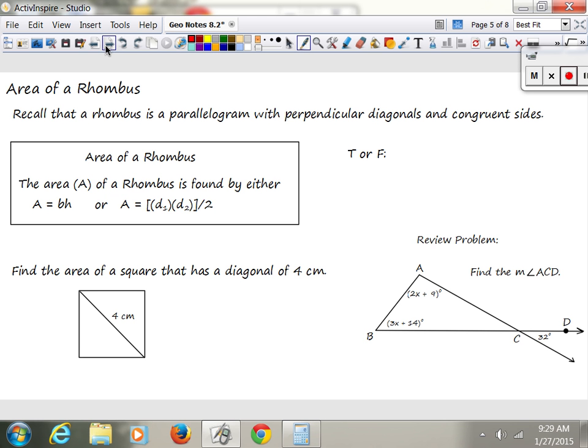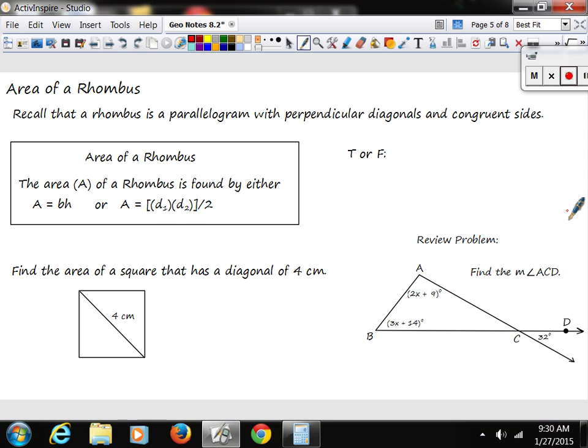But let's say they didn't give you the base and the height, but they gave you diagonals. You could multiply the 2 diagonals and divide by 2, and you'd still get the area. And for some reason I lost this problem, so, oh wait, I didn't.